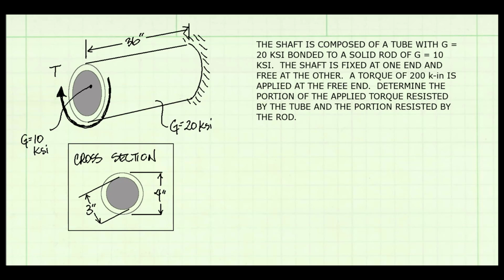We're given the length of 36 inches. We're also given the cross-section. The tube has an outside diameter of 4 inches, whereas the diameter of the internal rod is 3 inches. 3 inches is also the inside diameter of the tube, and the two materials are bonded. This problem is statically indeterminate. We know that the reaction at the wall must be equal to the applied torque, 200 kip-inches. What we don't know is how much of that 200 kip-inches the tube takes versus how much the inside rod takes.